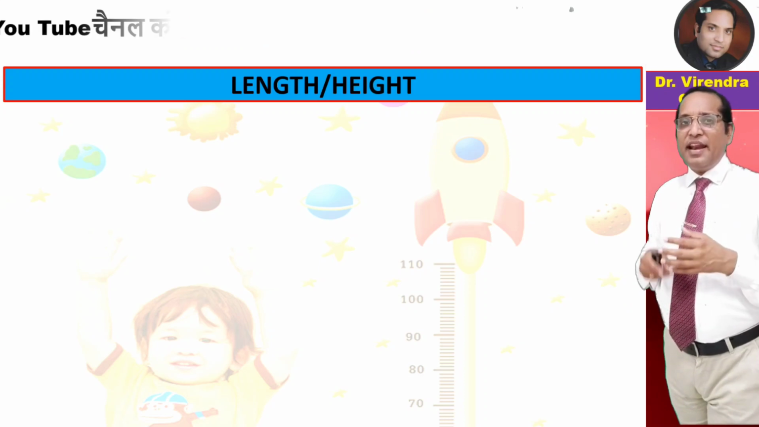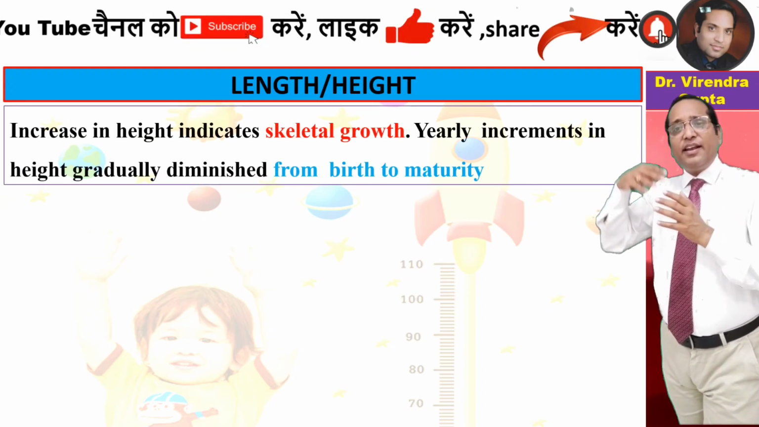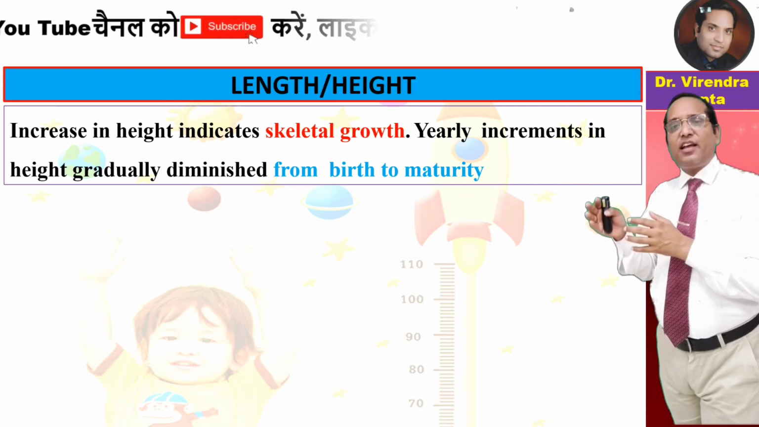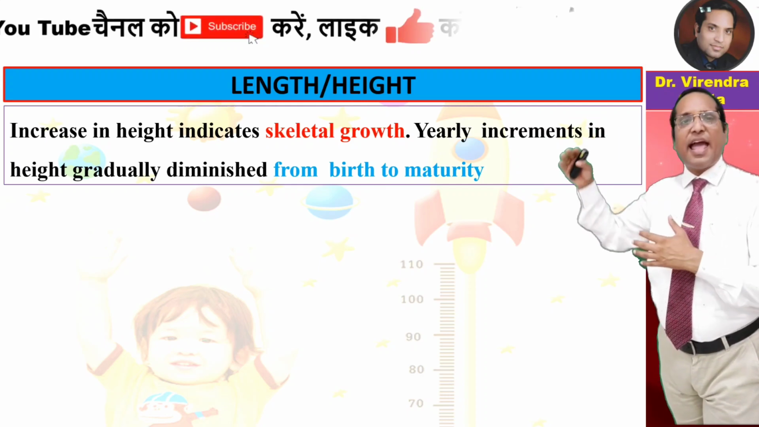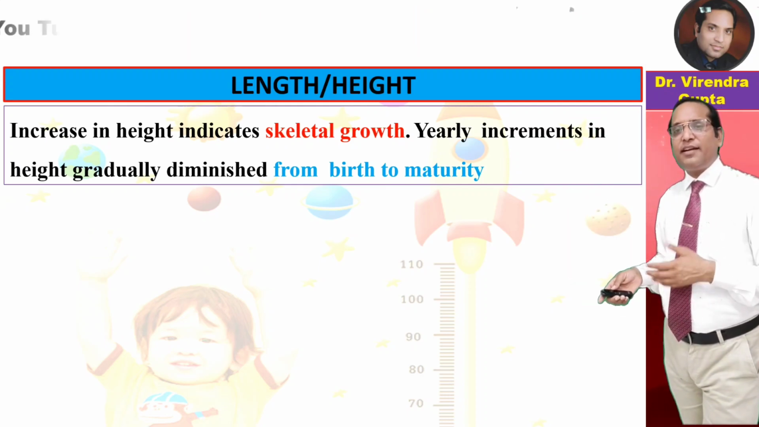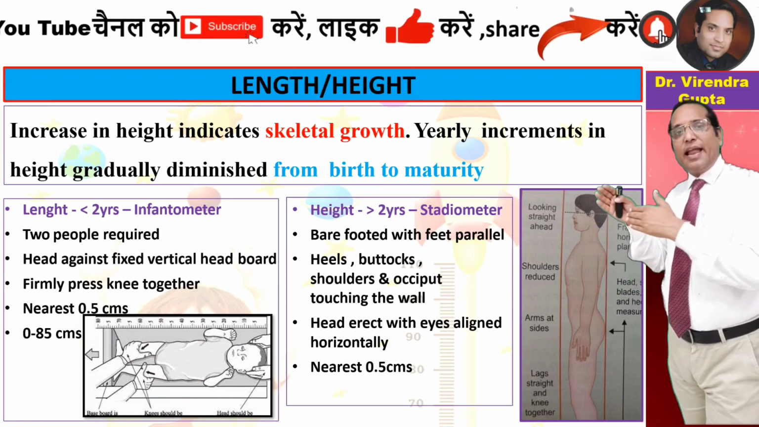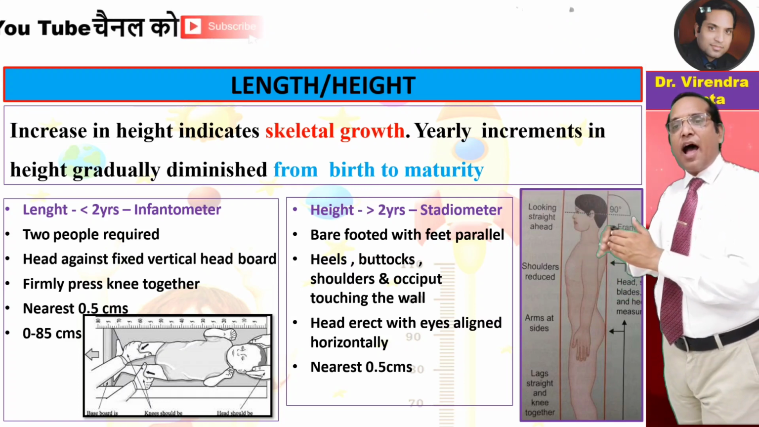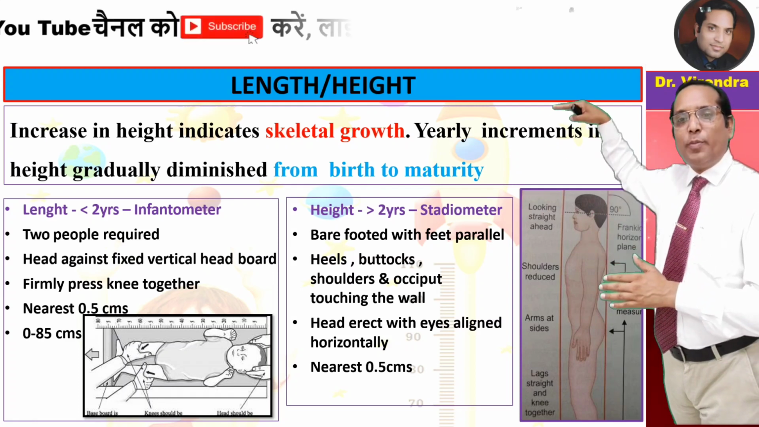So guys, the next parameter is length or height. The increase in height indicates skeletal growth, and the yearly increment in height gradually diminishes from birth to maturity, like birth weight. Length can be taken below 2 years of age with the infantometer, while height can be taken above 2 years with the stadiometer.